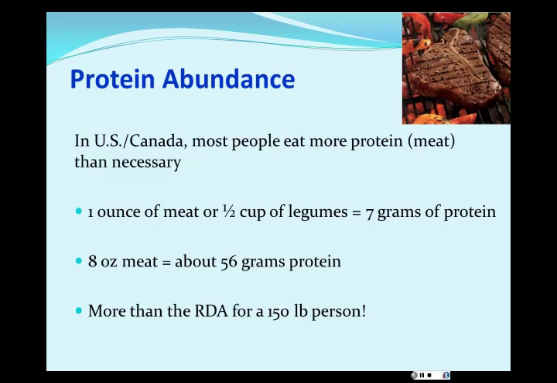For example, 1 ounce of meat or a half cup of legumes, beans, equals about 7 grams of protein. So if you eat a piece of meat the size of a deck of cards, that is 3 ounces, or 21 grams. Or if you eat an 8-ounce piece of meat, a lot of steaks come as 8 ounces or 12, 8 ounces of meat equals about 56 grams of protein. And remember, a few slides back, we said the RDA for a person that's 150 pounds was around 54 grams of protein or so. So that one 8-ounce piece of meat is more than that one person would necessarily need for the whole day.